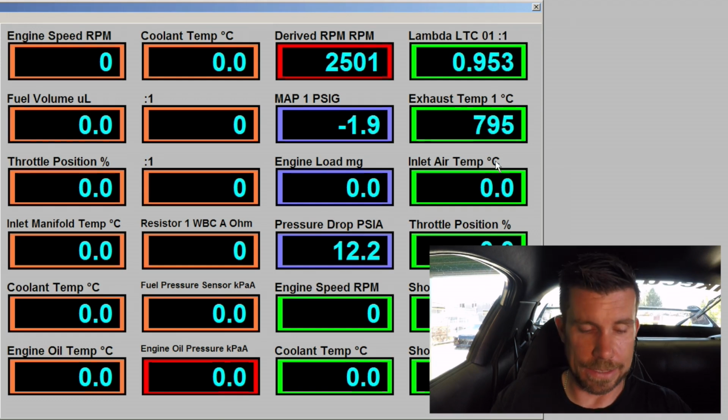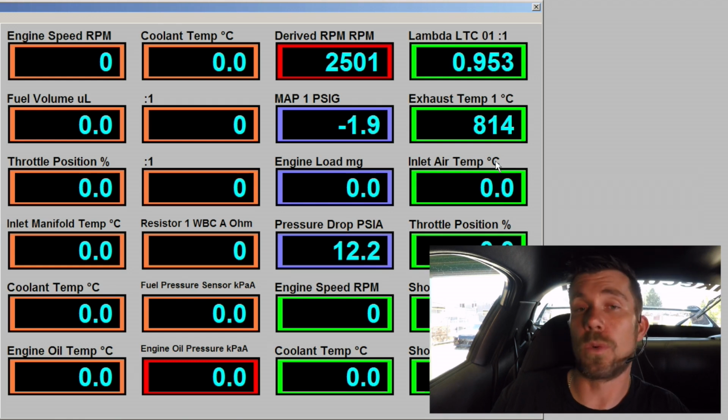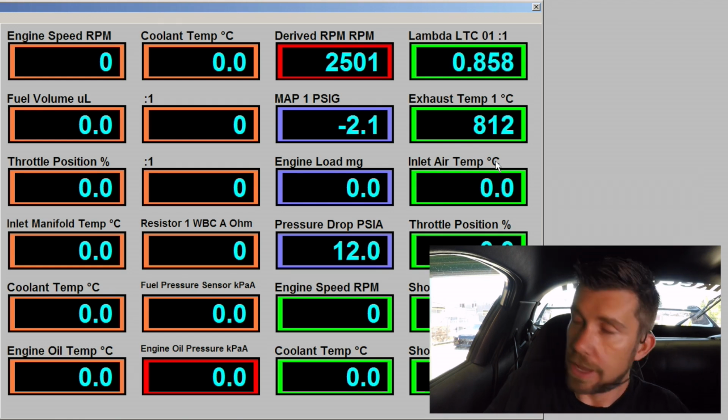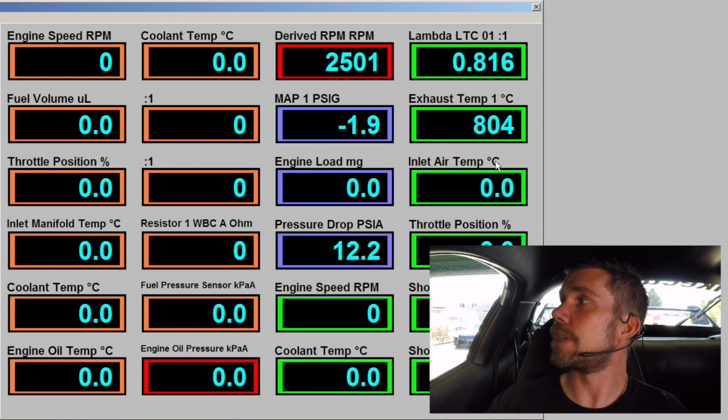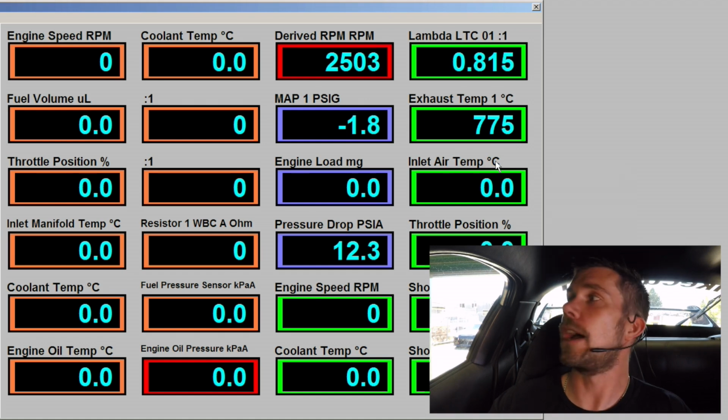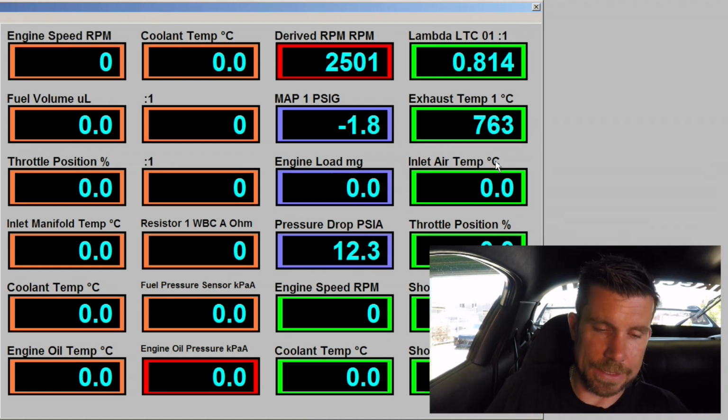So what I'm going to do is just richen the air-fuel ratio, and we'll see how that affects our exhaust gas temperature. I've just added some fuel into the main fuel table, and you can see we've gone from 0.95 to 0.81 lambda. You can see that our exhaust gas temperature has dropped from about the 810 degrees that we were running now down to 770. So we've dropped somewhere around about 30, maybe 35 degrees centigrade from richening the air-fuel ratio. Let's see what happens when we lean the air-fuel ratio out.